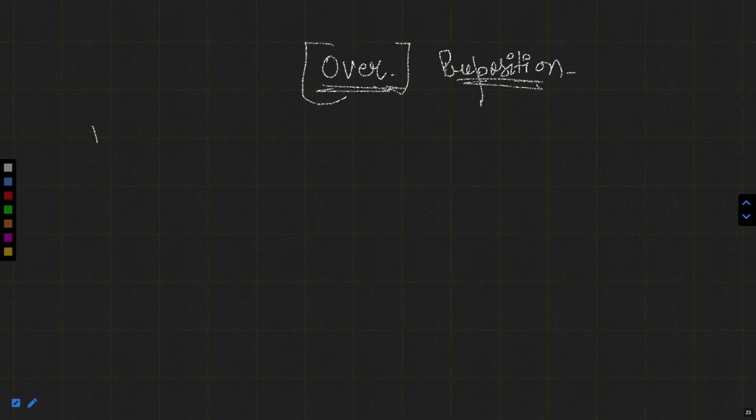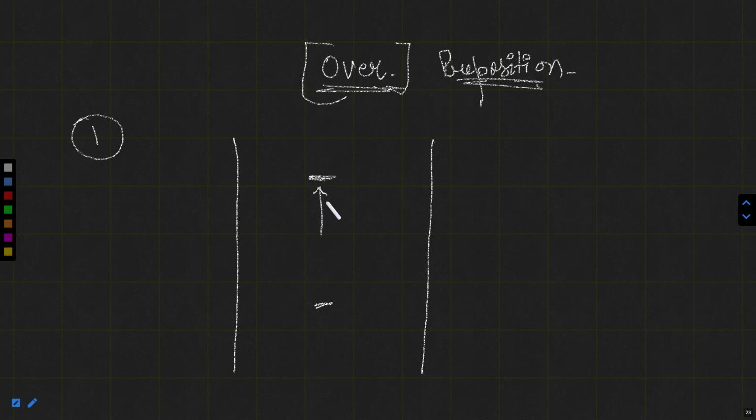So first we'll read the first use of over, how to use this over in a sentence. Suppose this is a line and something is above us. Now we are here and something is above us. These two things should not be in contact. It means they should not touch each other.